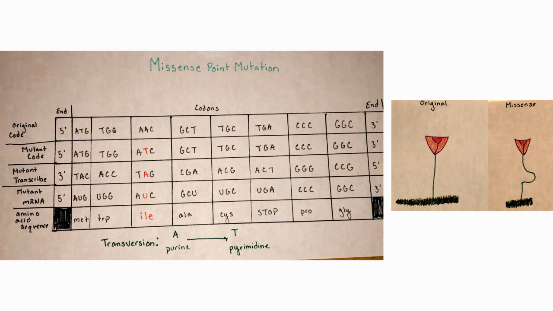To easily demonstrate what happens, we are going to correlate the amino acid sequence to flower stems. In the pictures here, you can see the original flower stem compared to the missense flower stem, which is curled due to having a different amino acid sequence.